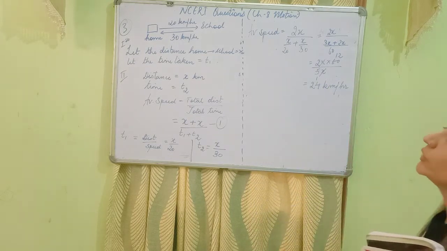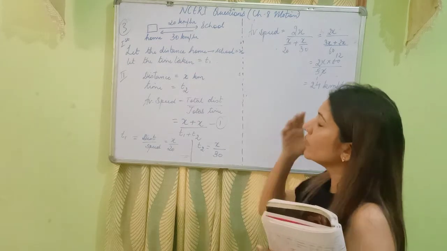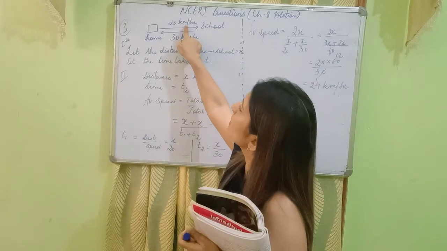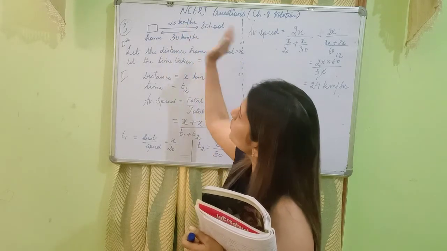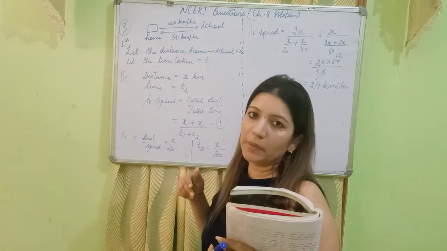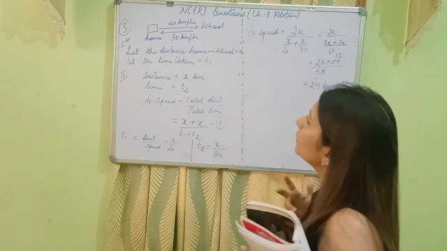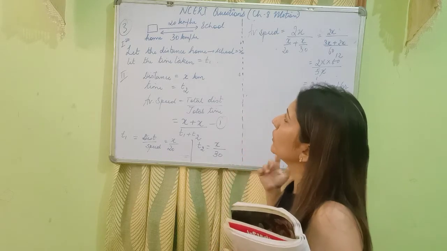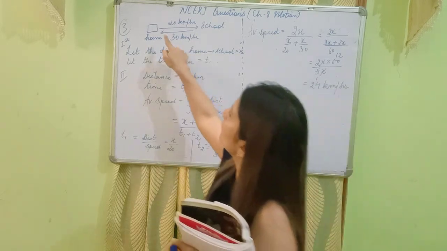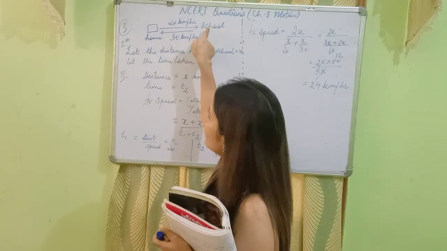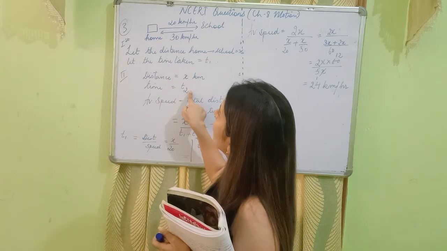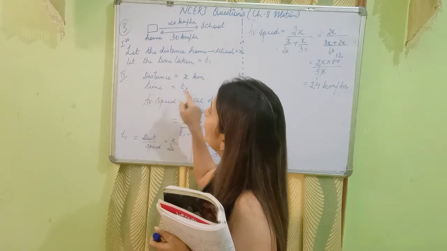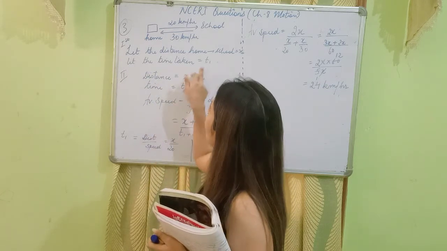I'll explain the question again. This is a very important numerical. Abdul travels from home to school. Average speed is given to be 20 kilometers per hour. From school to home, average speed is 30 kilometers per hour. You need to compute his average speed. For average speed, we'll calculate total distance by total time. Now for the first case, let the distance be x. So distance is x, time is t1.